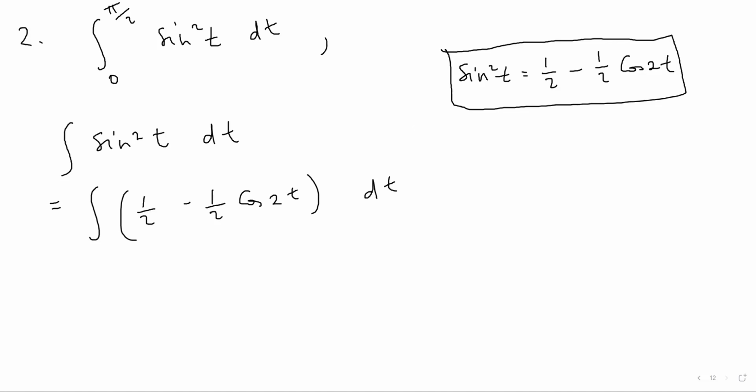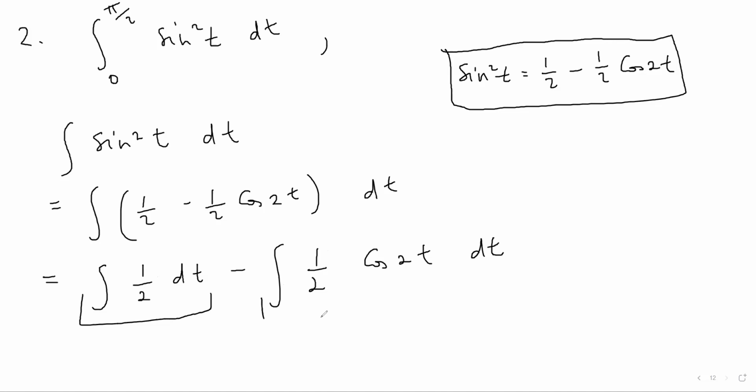Now we just integrate each of these terms. This is the integral of half with respect to t, minus the integral of half multiplied by cos 2t with respect to t. So now we have to integrate this and also this. But by the looks of it, we've already done these integrals in the previous example, so we don't have to go ahead and do it again.